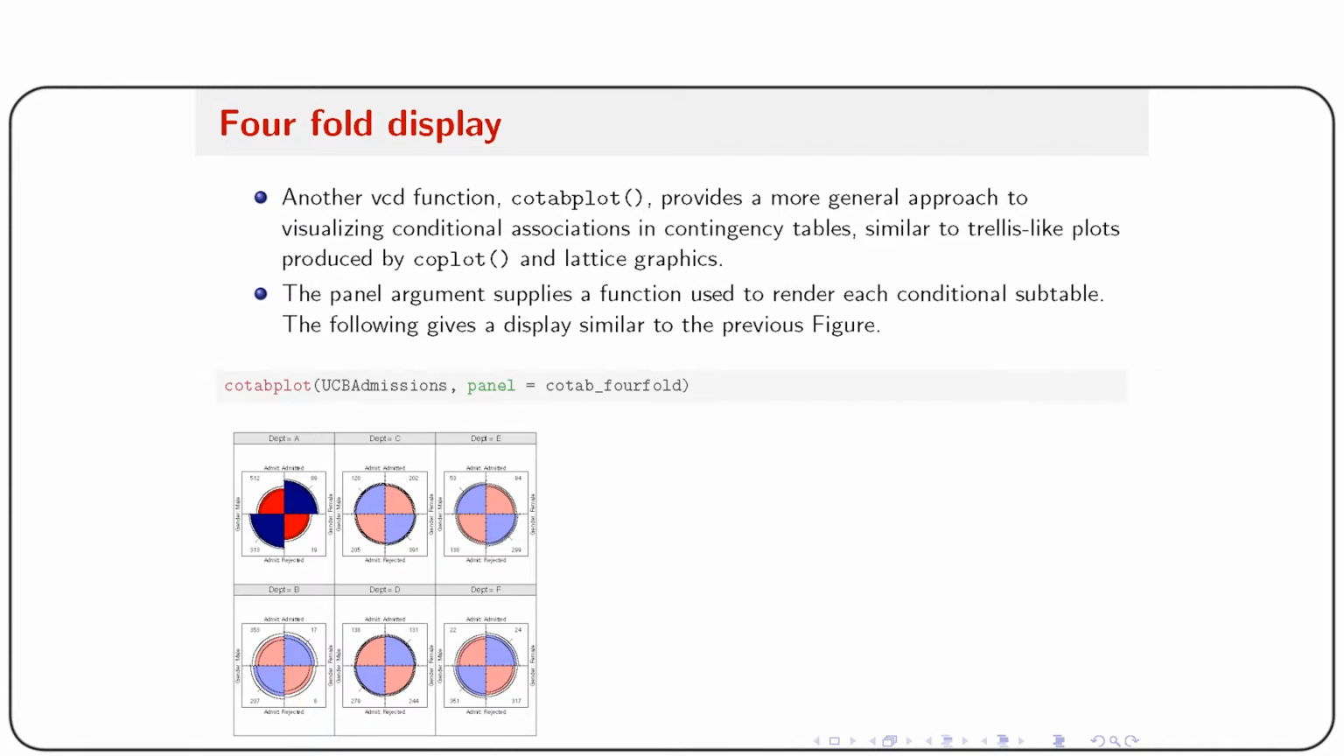Another vcd function, cotabplot, provides a more general approach to visualize the conditional association in contingency tables, similar to trellis-like plots produced by coplot and lattice graphics. The panel argument supplies a function used to render each conditional subtable. The following gives a display similar to the previous figure. Say cotabplot UCBAdmissions, panel equals cotab_fourfold, and that will give almost the same as what we got by the fourfold function that we used.